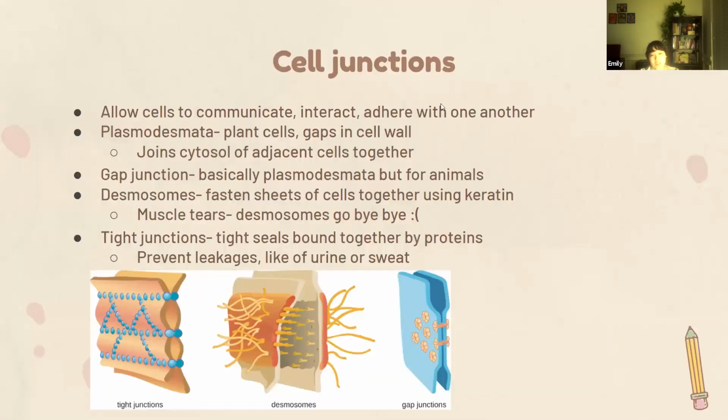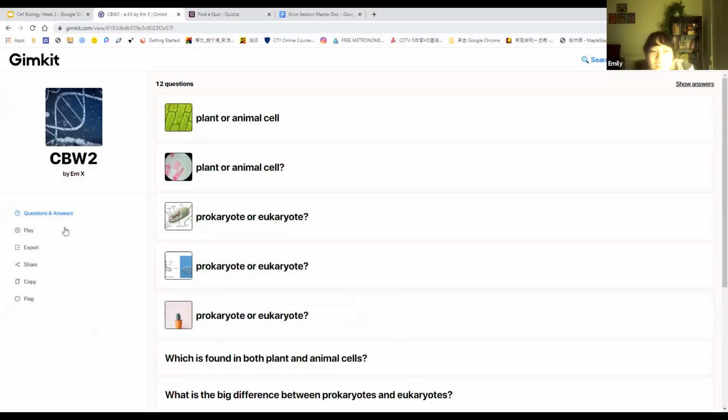Cell junctions. Just know that cell junctions are like the tape of cells and allow cells to stick together and also pass materials through one another. We don't need to go into the specifics. Okay. All right.